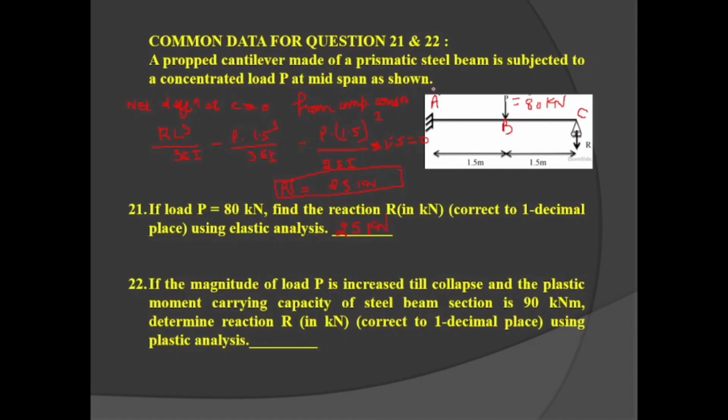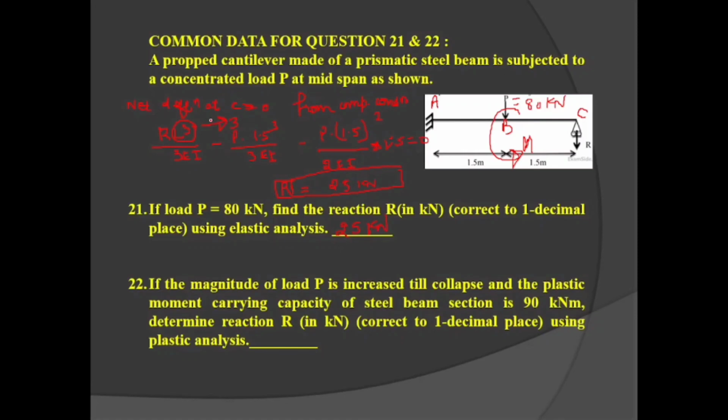I have only applied the net deflection at C is equal to 0. Delta at C is equal to 0. From the compatibility condition we have found the value PL cube by 3EI minus this P creates a moment about the C. That is anti-clockwise moment, ML square by 2EI into L. So L is equal to 1.5 meter. And here L is equal to 3 meter for the RL cube term. Okay, now this is 25 kilonewton.